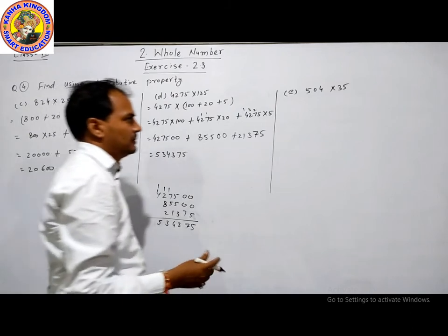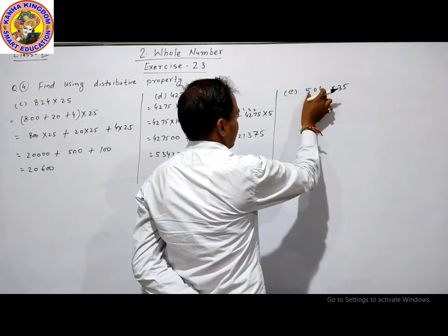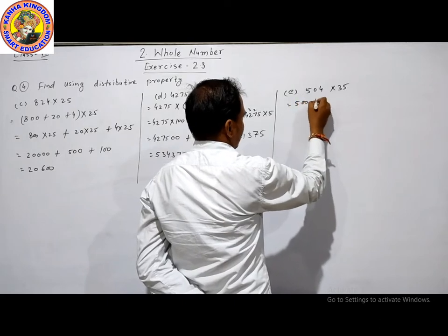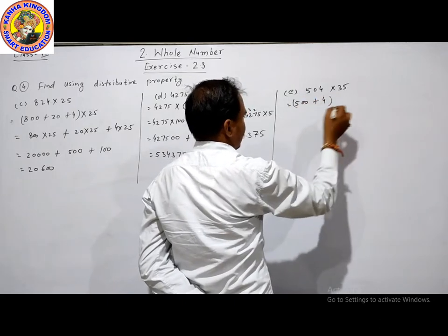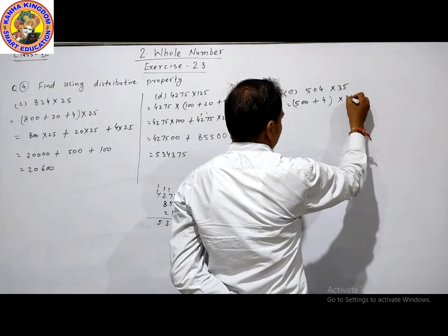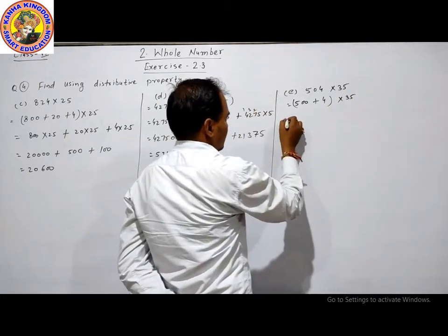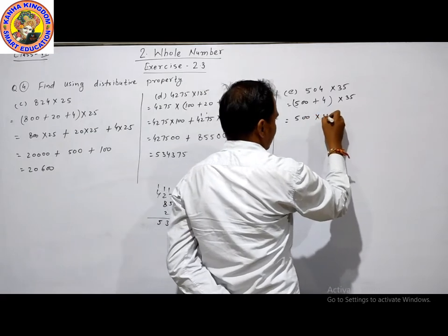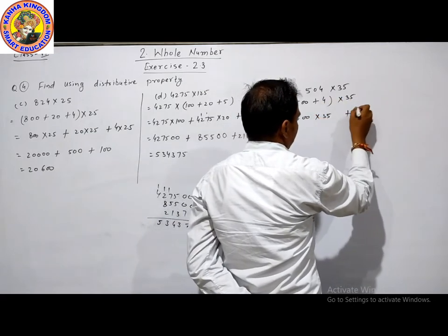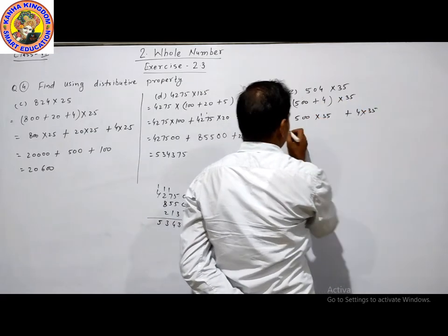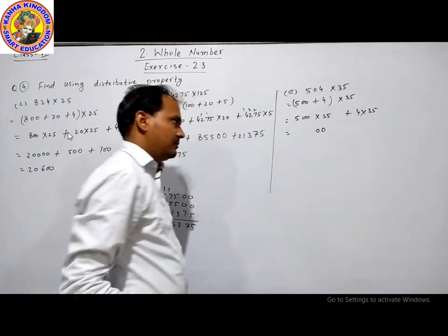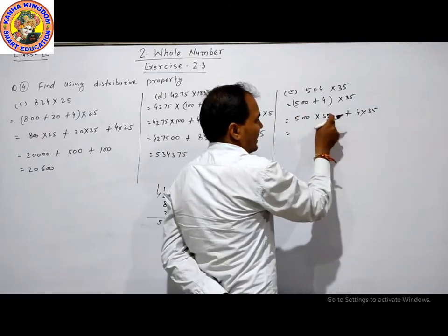In this part, we can break this number easily. So 504 will break in 500 plus 4 multiply by 35. Now 35 will multiply by 500. 35 will multiply by 4. So first of all, this is our 00. Then we will multiply 5 and 35.